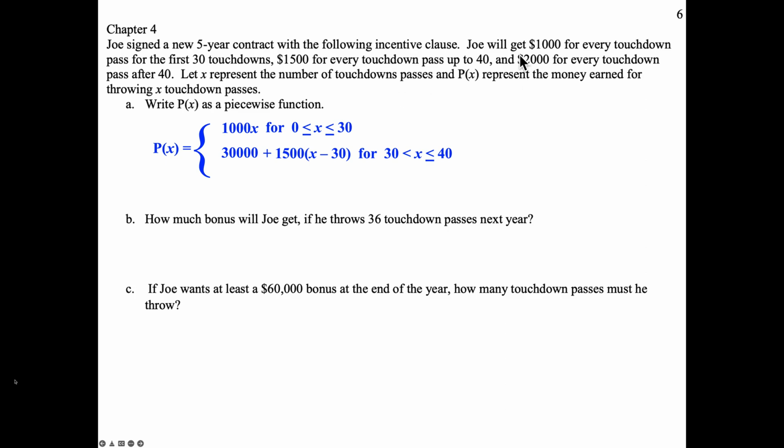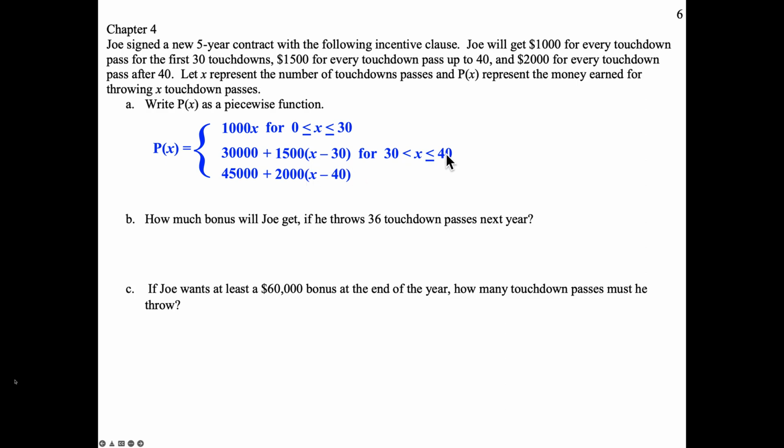All right, now let's figure out when he gets paid $2,000 for every touchdown pass once he goes after 40. So now we have to max out the first two levels. So again, go to the biggest number in this domain restriction, put it in for x. 40 minus 30 is 10. 10 times 1,500 is 15,000. Added to the already maxed out 30,000 from the first level, that's 45,000 is the max for the first two incentive clauses. Then we're going to add the 2,000 times the number of total passes minus 40.